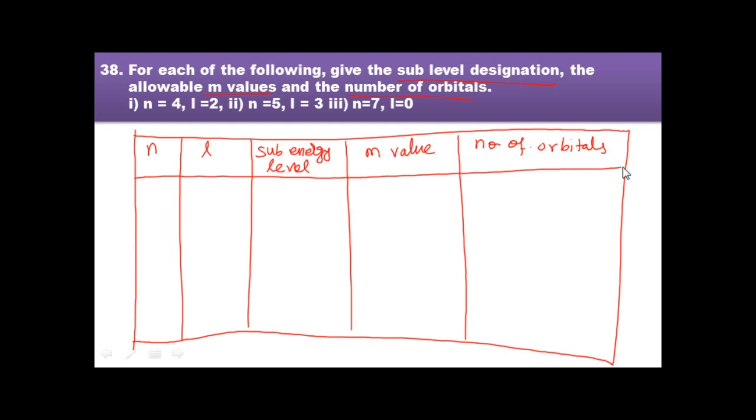The first one, n equal to 4 and l equal to 2. So l equal to 2 means the d orbital, and n equal to 4 means 4d orbital. What is the m value? There are 5 possible orientations: minus 2, minus 1, 0, plus 1, plus 2, because l equal to 2 means the possible orientations are minus 2, minus 1, 0, plus 1 and plus 2. So the number of orbitals is 5, 4d orbitals.